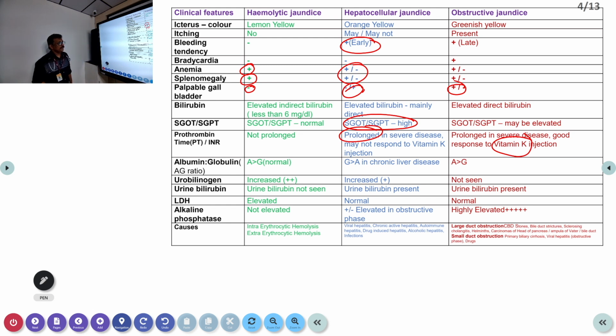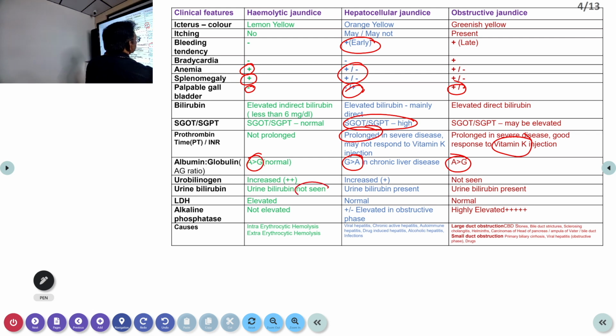Albumin globulin is very important because it is another functional problem in hepatocellular disease. Globulin is always higher than albumin in chronic liver disease, whereas in the other two conditions, albumin is more than globulin. That's the normal parameter, and globulin is more in hepatocellular disease. Urobilinogen is increased here. Urine bilirubin is not seen in hemolytic jaundice. We already discussed that the bilirubin is bound with albumin. That's why we don't get bilirubin in urine in hemolytic jaundice. LDH is mostly elevated in all types of hemolysis, so it will be elevated here. Alkaline phosphatase is very classical for obstructive jaundice. Elevated alkaline phosphatase with mild or moderate elevation in the bilirubin always points towards an obstructive lesion.